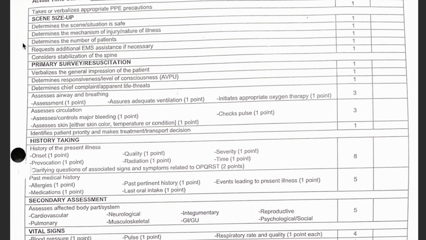The next thing down is going to be determine the number of patients. That is something you want to do because that will kind of change the way you have to treat and triage people, and it will start to change the amount of resources you might need on scene to help deal with all the patients. And you want to make sure that you aren't missing any patients.